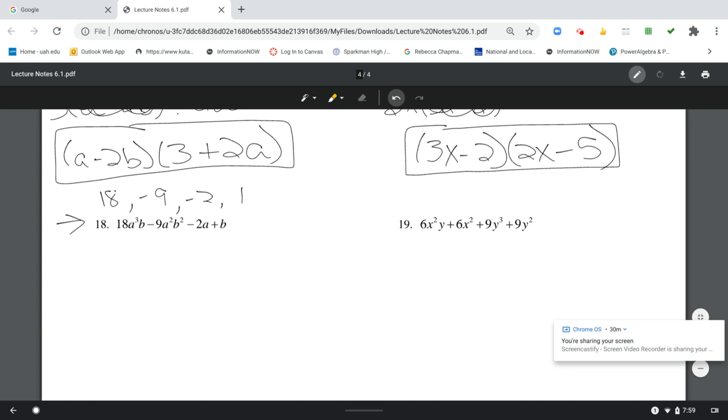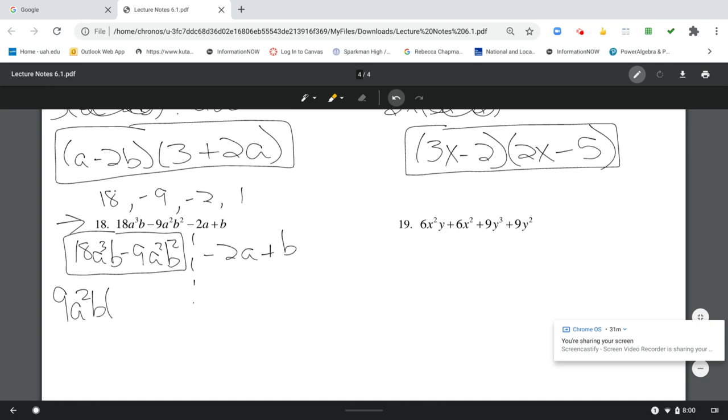So with this one, I'm going to group the first two together. I'm going to split it right down the middle. Notice that I'm keeping the signs with all the terms. So in the first group, the common factor I have is 9. Both of them have an A, so I'm going to take the smaller power. They both have a B, so I'm going to take that smaller power.